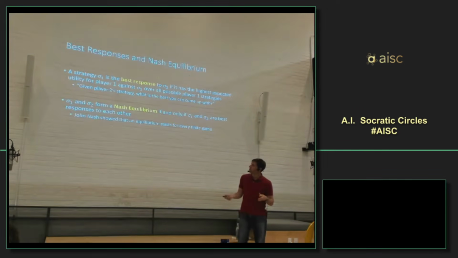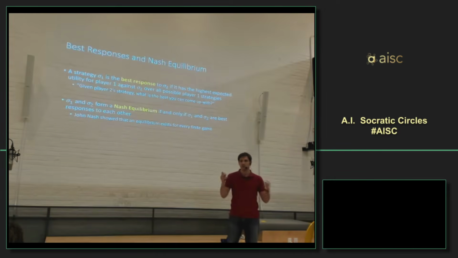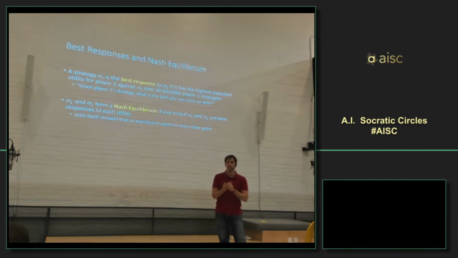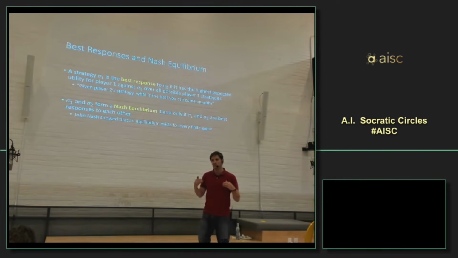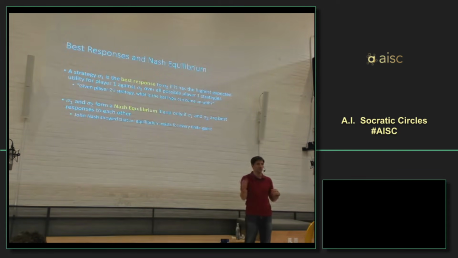A Nash equilibrium is then, the simplest way to think of a Nash equilibrium is essentially two policies that together are best responses of each other. It's like a fixed point. Neither one wants to deviate from what they're doing because they know they're doing the best they possibly can against the opponent. And John Nash in the 30s or something, he showed that one exists for every possible game. I think 30s is too early, but something like that. Pre-war, I believe.